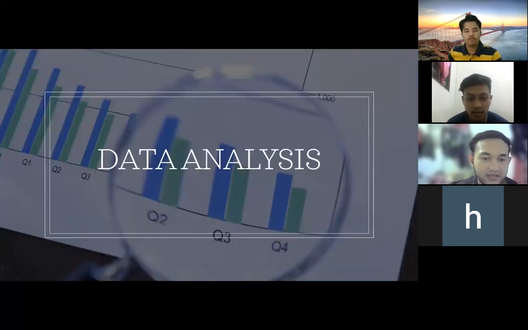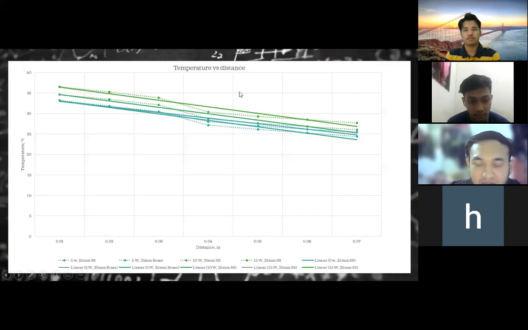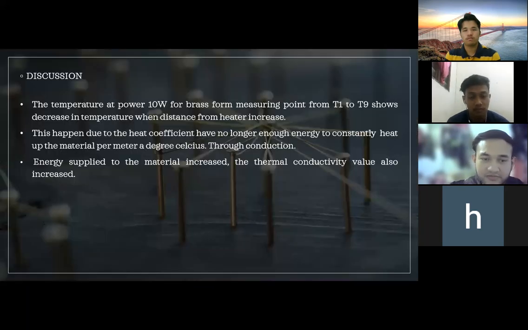Assalamualaikum. Next is data analysis. My name is Abdul Aziz. This is the data for our experiment from different specimens: 25mm stainless steel, 35mm brass, 35mm stainless steel, and so on. This is the graph we get from our data. Next, I pass to Shahid.